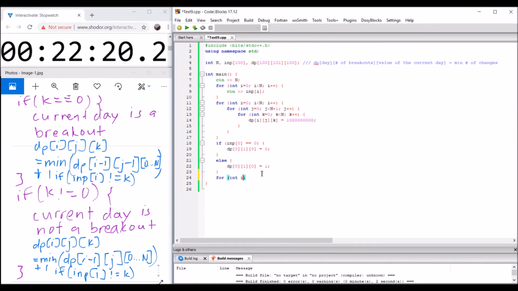And then we move through the rest of the days, starting at day 1, since we already did day 0. I'm going to start j at 1, just so that when we access j minus 1, it doesn't give an error. And it's never possible to have j equals 0, because we start out with 1 breakout, for sure.